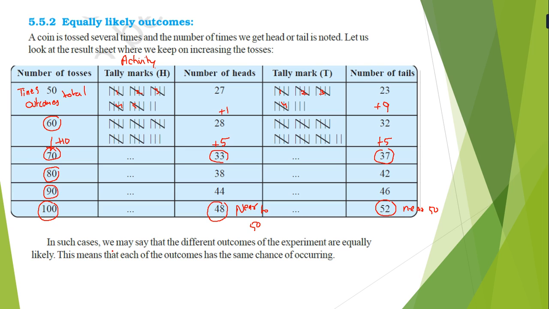In such cases, we may say that the different outcomes of the experiment are equally likely. If you see, both are equal, so there is a 50-50% chance. So we can say 48 upon 100 and 52 upon 100. So here the chance is 0.48, and here the chance is 0.52.